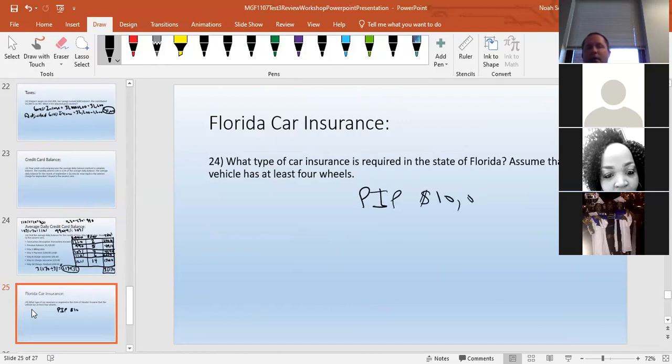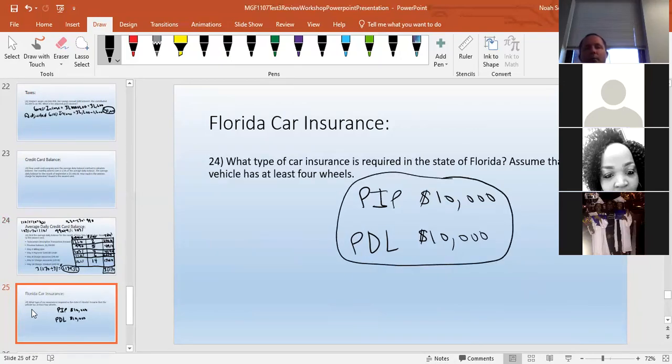How much? 10,000, right? And what's the other one? I think it's PDL. Property damage liability. Yes, basically the other one, and that's 10,000. And so those are the requirements. It's not all that the person could have, but it's what's required for car insurance. All right, any questions there? Okay.